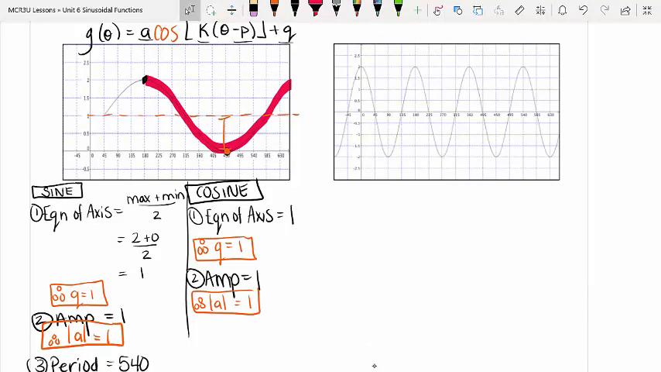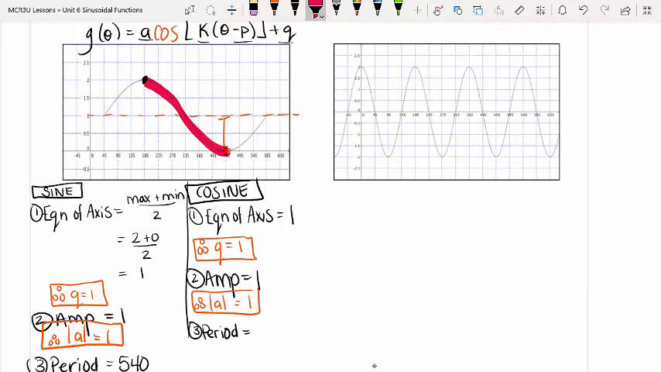Okay, next let's calculate the period. Okay, so since we don't have the complete cycle of this cosine function drawn out, one thing we do know is that the distance between the maximum and the minimum point is half of the period, right? It's half of one full cycle. So if we find the change in the x values for half of the cycle, we'll just multiply it by 2 to get the full cycle or the value of the period.